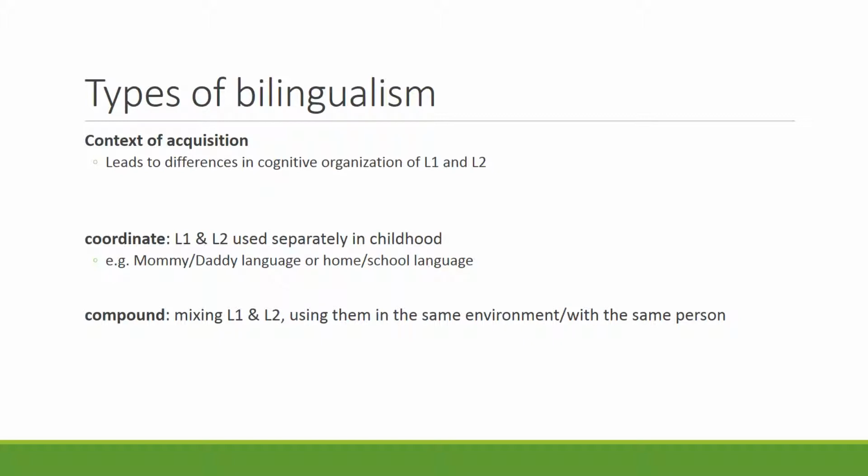Okay, so there are a couple different ways that bilingualism can occur, meaning there's a couple different ways that people can learn two different languages. Depending on how these two different languages are acquired, that can lead to either coordinate bilingualism or compound bilingualism. So, usually a coordinate bilingualism situation occurs when the two languages are used in different settings in childhood.